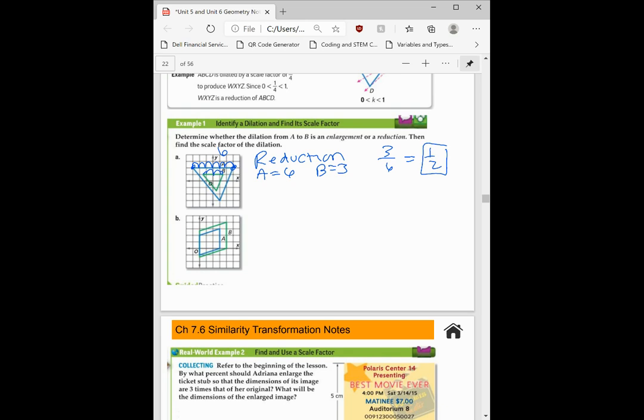Let's look at B. B is larger than A, so this is an enlargement. Okay, now let's count the distance from A to B. So A, let's look at the sides here. We have 1, 2, 3. This one is 1, 2, 3, 4. So A is 3, B is 4. So we do 4 divided by 3, which is bigger than 1. So it's going to be like 1.33. So this is an enlargement.